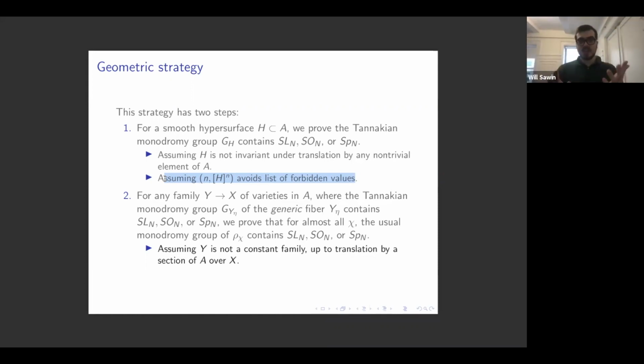It's something really great. And so the advantage of this approach is we can do our hard geometric calculations in the Tannakian world, where we only have to look at a single hypersurface H, not a family. So things are nicer. And then once we have the big monodromy group, we can transfer that information from the Tannakian world to the usual world by an argument that's more abstract and that doesn't require precise information about the geometry.